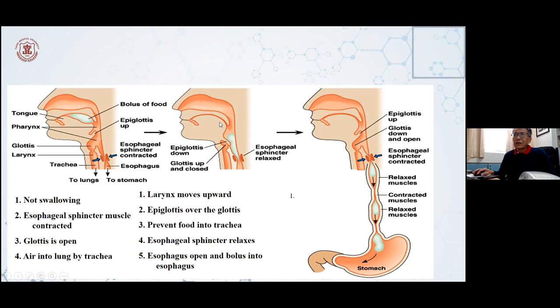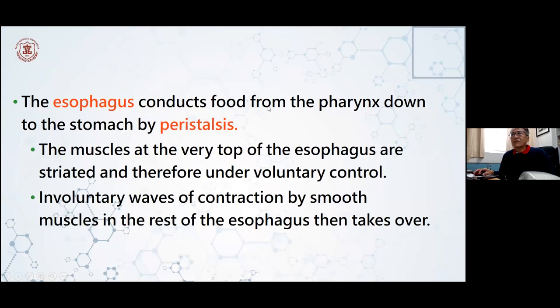So if the food reaches the pharynx, the larynx moves upwards, the epiglottis covers the glottis, and prevents the food from entering the trachea. The esophageal sphincter relaxes, and the food will move into the esophagus. And then the food moves from the upper esophagus to the lower esophagus and reaches the stomach using peristalsis, okay? There is a slide to show how the muscle controls the peristalsis here. So the food enters the esophagus and will move down to the stomach. So the esophagus conducts the food from the pharynx to the stomach by peristalsis. This term is very important in biology, like the smooth movement of the food.